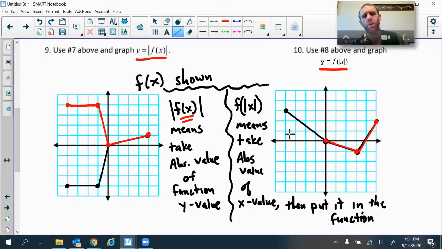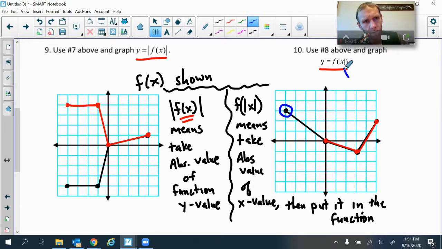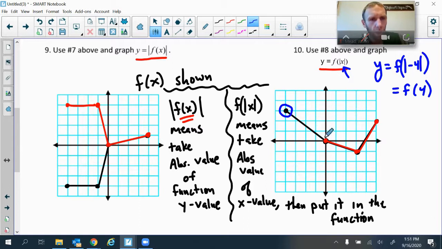But then what happens over here? Well, what happens if I substitute in -4 into this thing? I get y equals f of the absolute value of -4. Well, that's equal to f of 4. F of 4 was equal to 0. So that means when I sub in -4, I'm going to get 0.